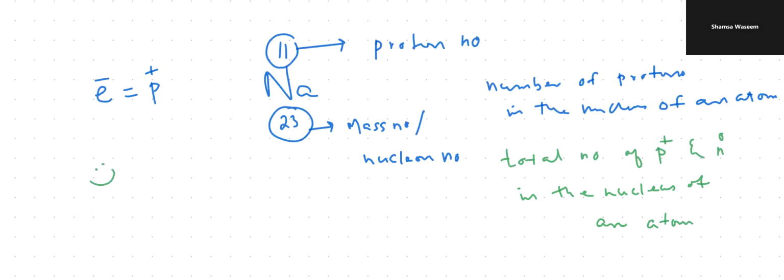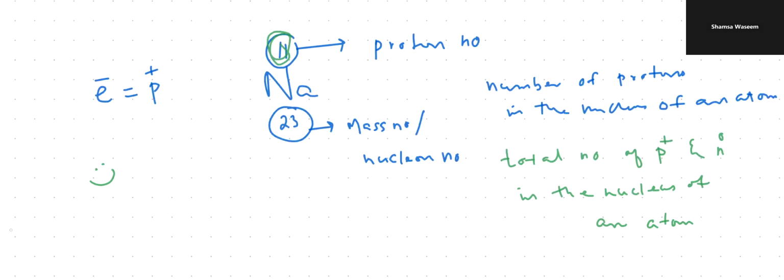Now see, for writing the electronic configuration or electronic structure, you will be requiring the smaller number, that is the proton number, right? Because sometimes students get confused about which number should we use. So proton number is always used in writing electronic configuration and deducing the group number and period number, right? So the proton number is 11. What is the standard electronic structure, like electronic configuration?